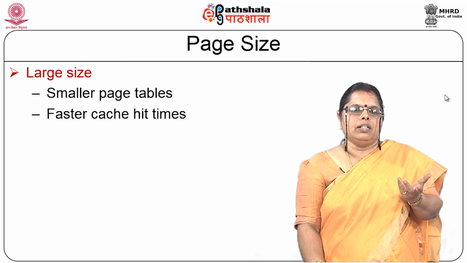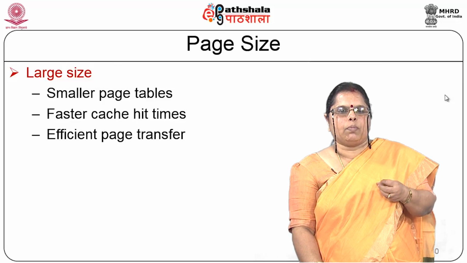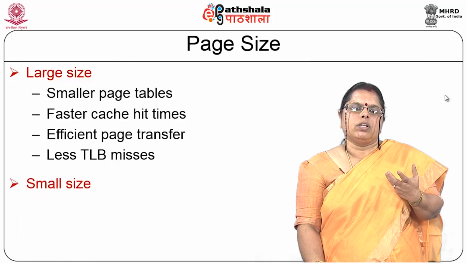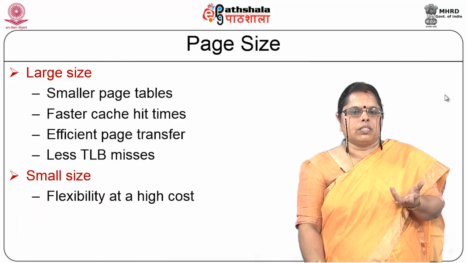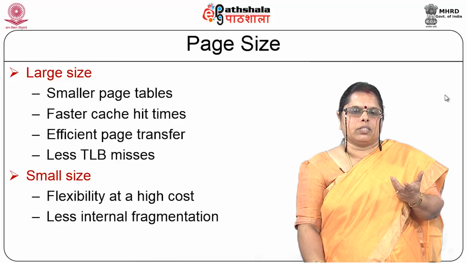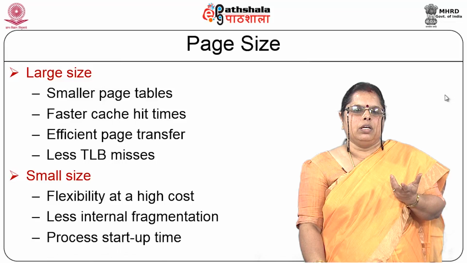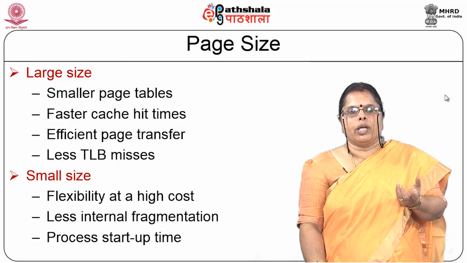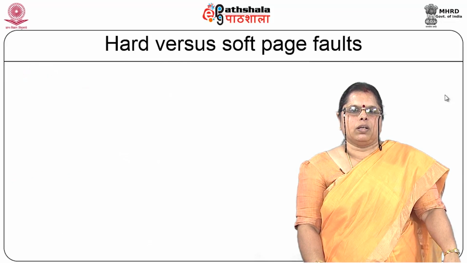So, page size, as I already mentioned, larger size indicates smaller page tables, faster cache hit times, efficient page transfer and fewer TLB misses, whereas small size gives flexibility, but at a high cost, and obviously there is less internal fragmentation with smaller sizes. And the process startup time is also reduced with smaller page sizes because it can be transferred at a faster rate.